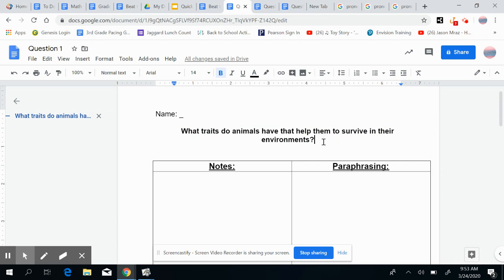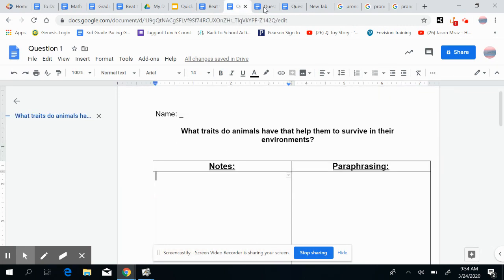Again, do not do the paraphrasing side. We will learn about that next. You're just going to reread your article 2 or 3 times, choose the Google Doc question that you would like to answer, and type notes that will help you to answer your question.